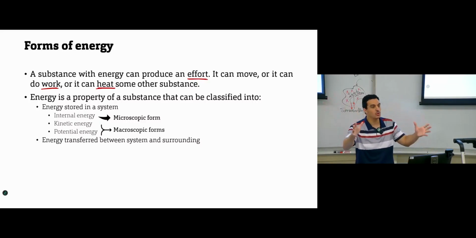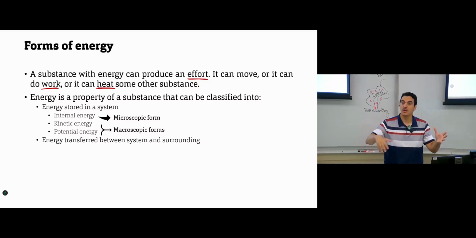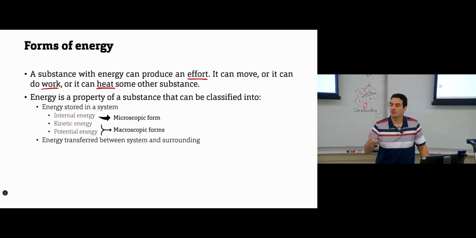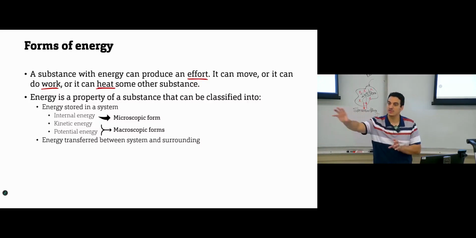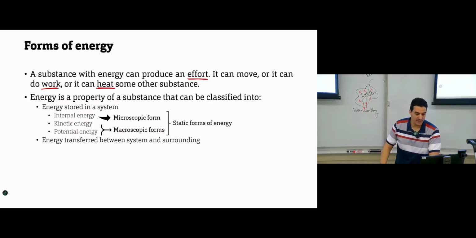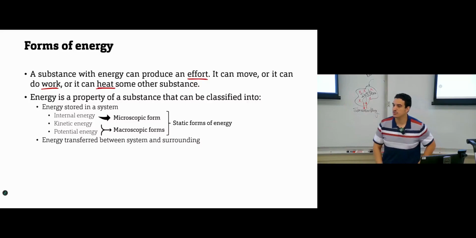You just see the whole system, what is happening to the whole system, make observations on the whole system, then you can calculate internal energy, potential energy, or kinetic energy of the system. But if you need to find the value of the internal energy, then you should look to the molecules of the system. So this is why this is called the microscopic, and the other one is called the macroscopic. And again, since all of these types of energy are stored, they are called static forms of energy.